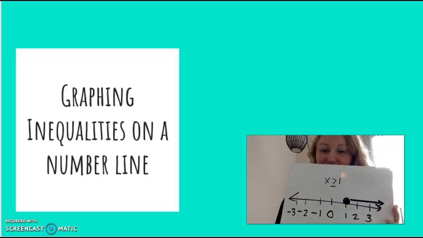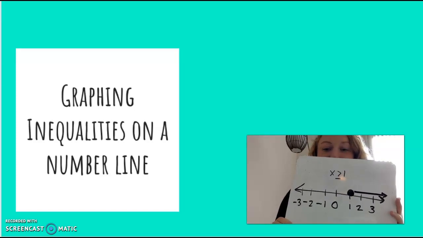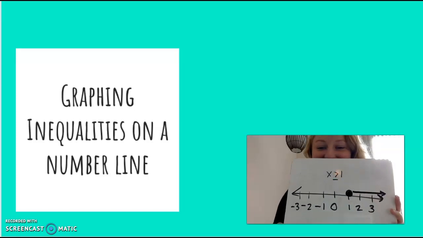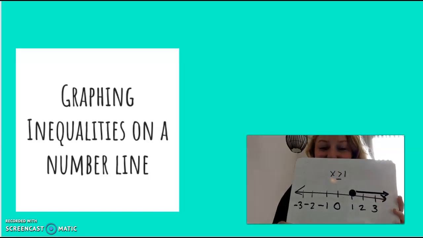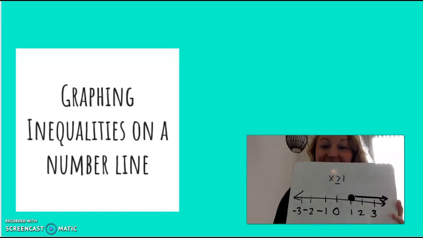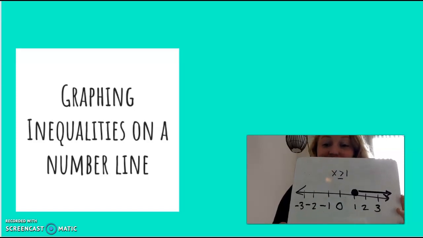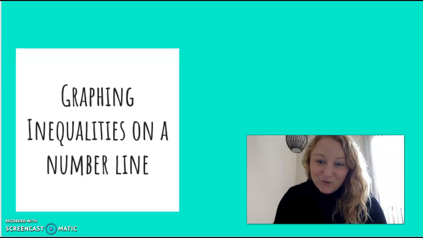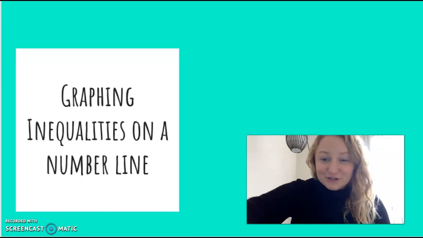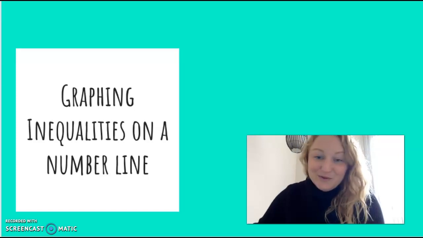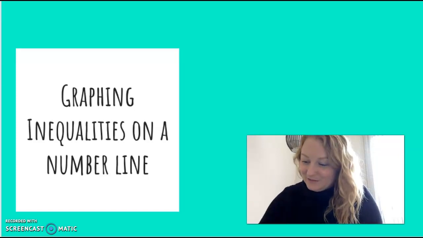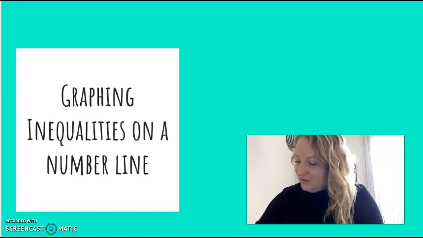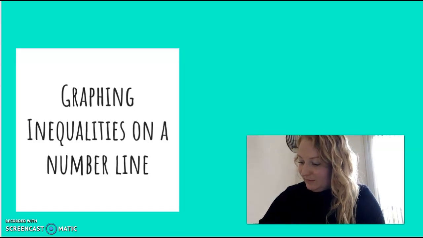Okay, what do you notice that's different? Can you tell? I'm sorry, my head's up under the whiteboard. Do you see that now my circle is colored in? That means that x could be 1 or it could be anything greater than 1. That's the only difference. If our symbols are just greater than or less than, we use an open circle. Greater than or equal to, less than or equal to, it's going to be a closed circle.